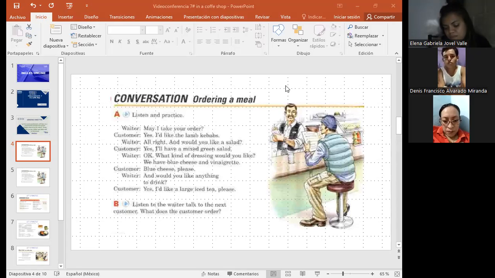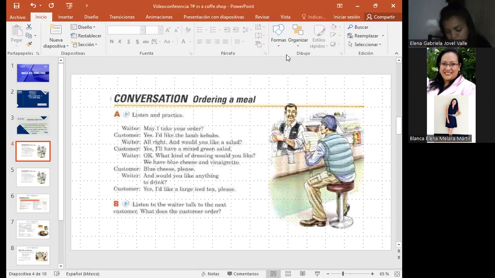Creamos los breakout rooms y lo practicamos. Voy a mandar la imagen también por WhatsApp, so ustedes la pueden tener ahí. And also you can practice also the conversation. And let's go right now.